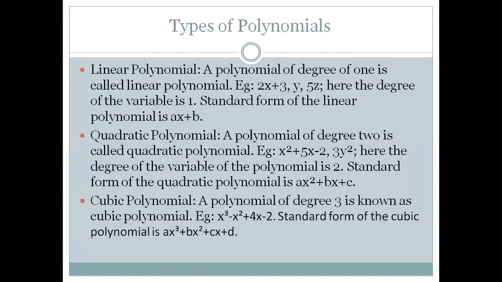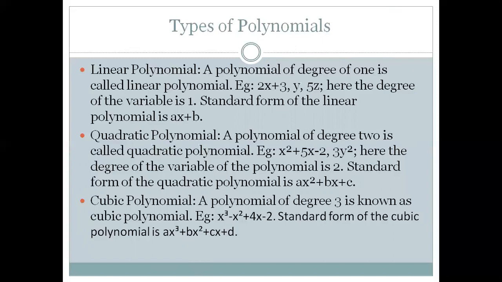Now, the second one is quadratic polynomial. A polynomial of degree 2 is called quadratic polynomial. Example, x square plus 5x minus 2, 3y square. So these are the two examples of the quadratic polynomials. Here, the degree of the variable, if you observe, it is 2 in both the polynomials. So, these two are known as the quadratic polynomials. The standard form of the quadratic polynomial is ax square plus bx plus c.